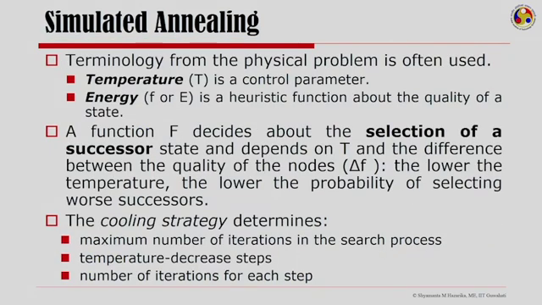Terminology from the physical problem is used here, as you have noticed. The temperature T is the control parameter. The energy E, often also written as F, is the heuristic function about the quality of a state. The function F decides the selection of the successor state and depends on the temperature and the difference between the quality of the nodes. That is, something that I select at one temperature, what is the evaluation function, minus the value of the evaluation function at a new temperature. The lower the temperature, the lower the probability of selecting worse successors. The cooling strategy determines the maximum number of iterations in the search process, the temperature decrease steps, and the number of iterations for each step.